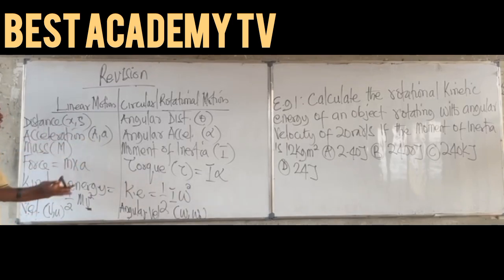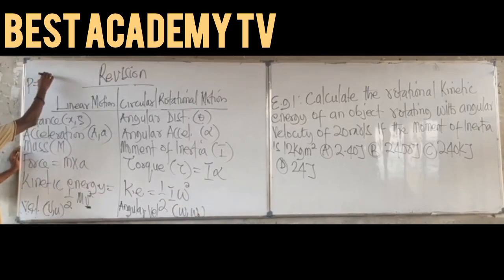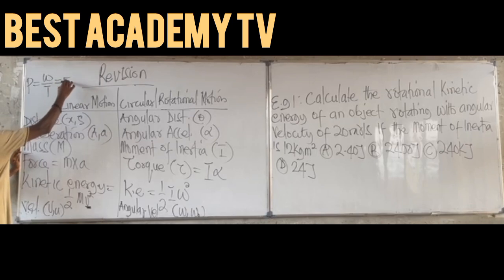Now, if you are asked to form the formula for power, how can you form the formula for power here from the analogy? First of all, relate the one you know, that is for linear. Linear is said to be work done over time, right? And this can also be represented as F times V. Am I correct? Now let's go back to this guy here.